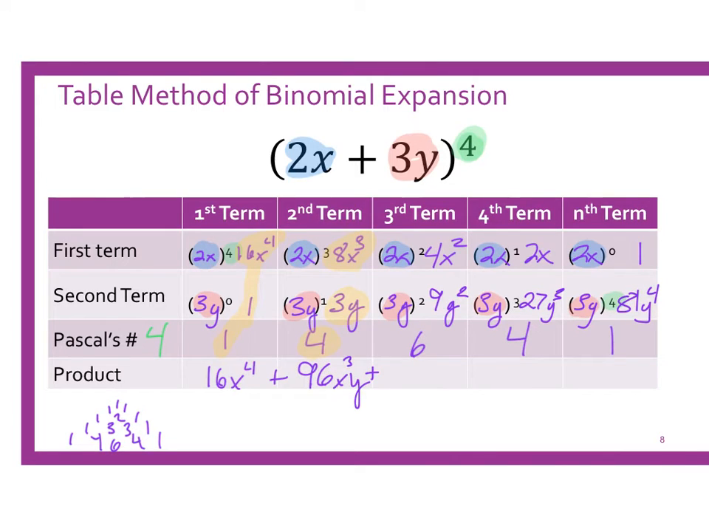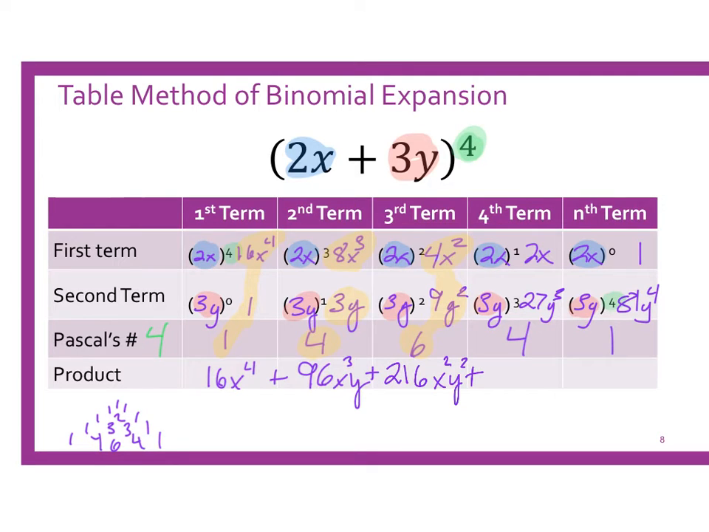Plus, now I have 4x squared, 9y squared, and 6. So I just have to multiply those numbers together. 4 times 6 is 24. 24 times 9 is 216. x squared y squared.